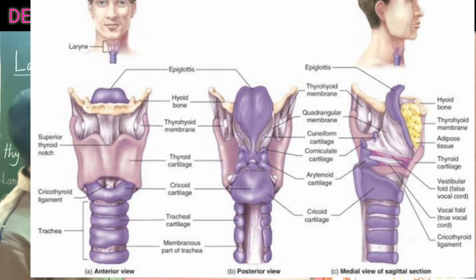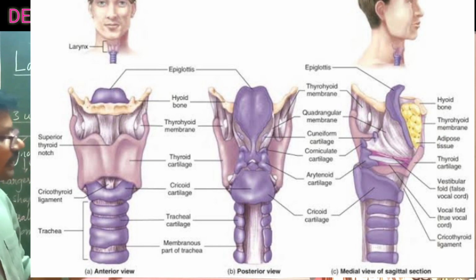And last and final paired cartilage is the cuneiform cartilage. It is also made up of elastic cartilage. It is a club shaped cartilage, which is present very close to the thyroid cartilage.